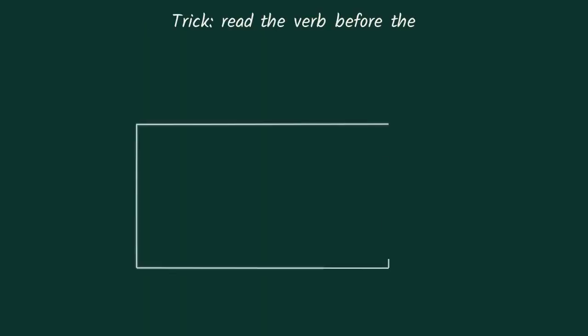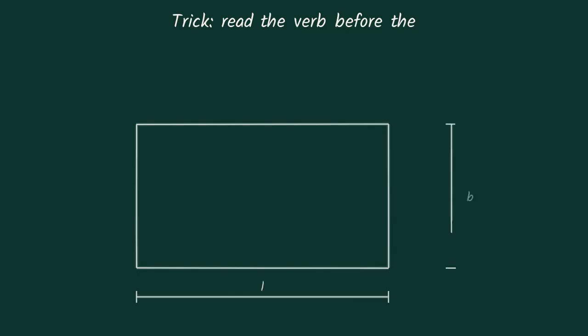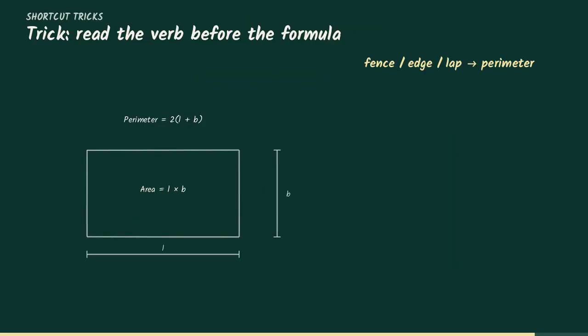Before any formula, read the verb. Fence, edge, lap means perimeter. Floor, paint a face, shaded region means area. The shape is easy; the quantity is where marks go.